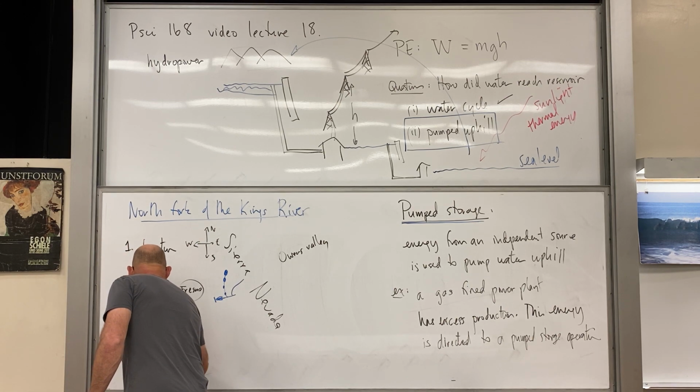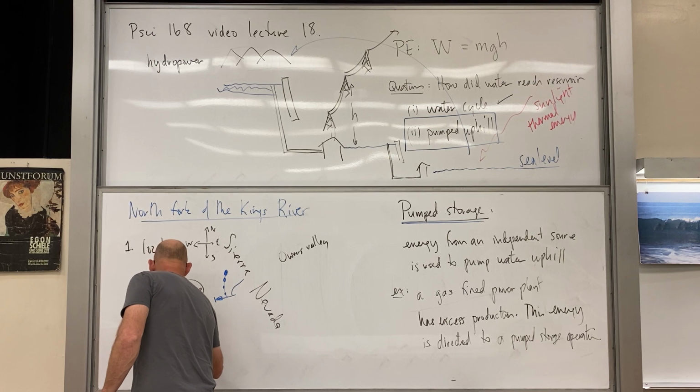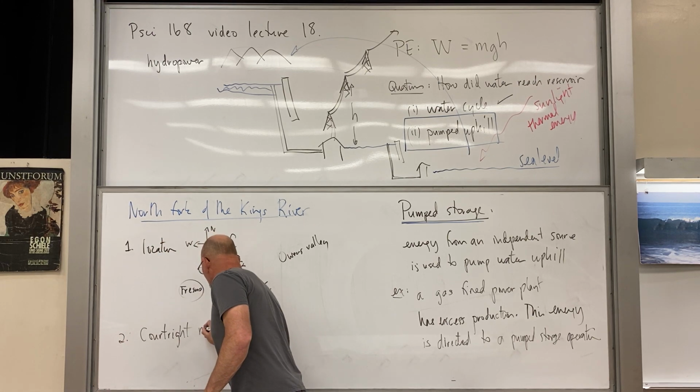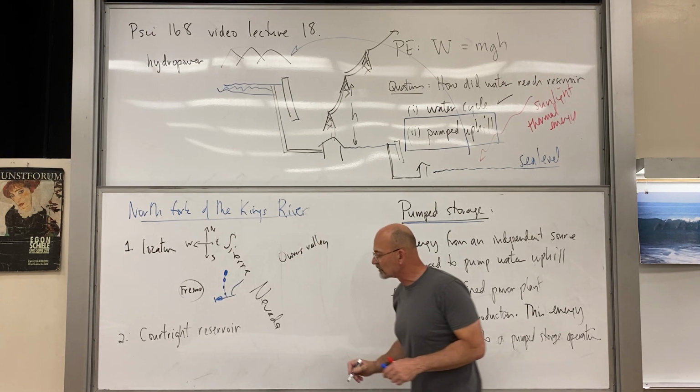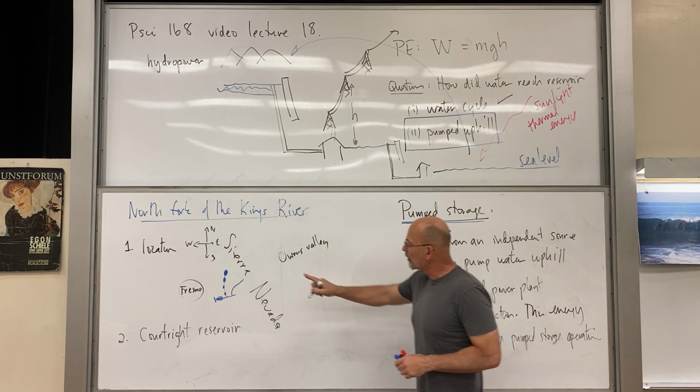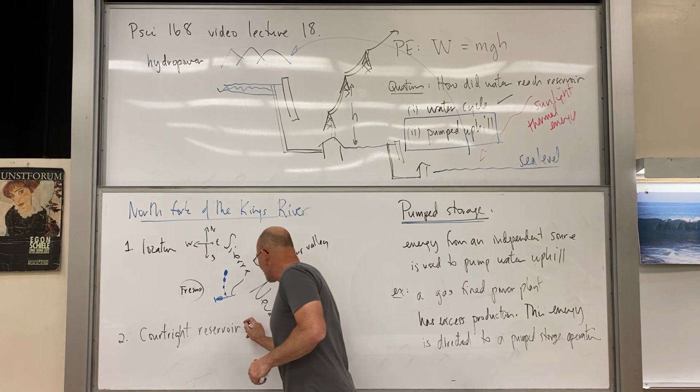So what comes next is the system of reservoirs. You want to look up Courtright Reservoir. Okay, Courtright Reservoir, that'll be the upper one. It's at about 8,200 feet.